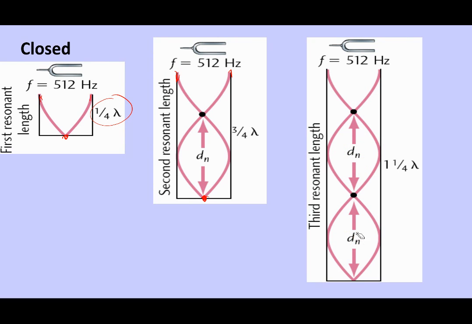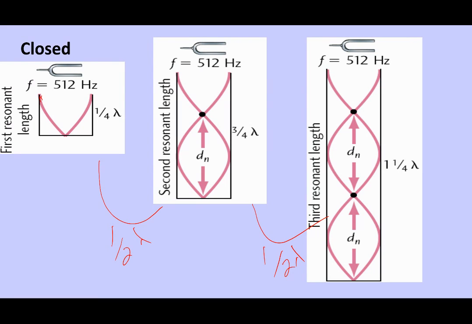Now, I hope if you've been pausing this and thinking about it as you go through, that you're realizing what's the difference between this resonant length and that resonant length, and then this resonant length and that resonant length. By that, I mean this one's 1/4 of a wavelength long, this one's 3/4 of a wavelength long, so that's a half wavelength difference. 3/4 of a wavelength to 1 1/4 wavelengths, that's a half wavelength difference.